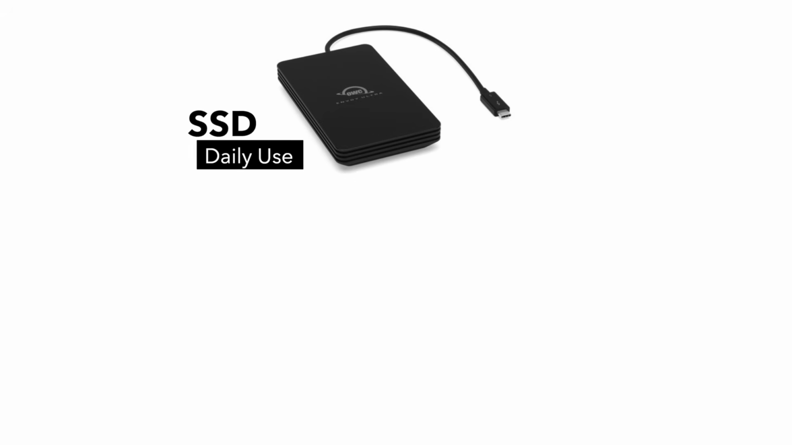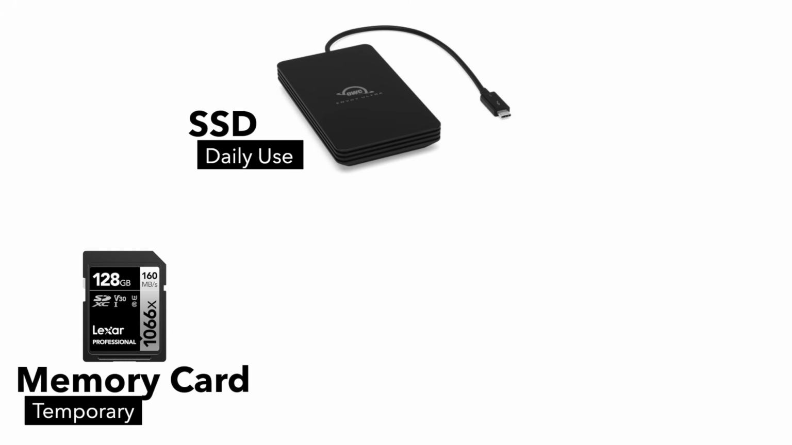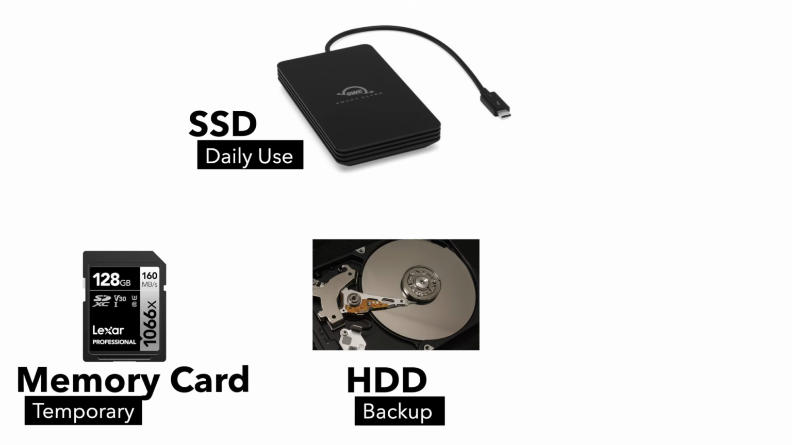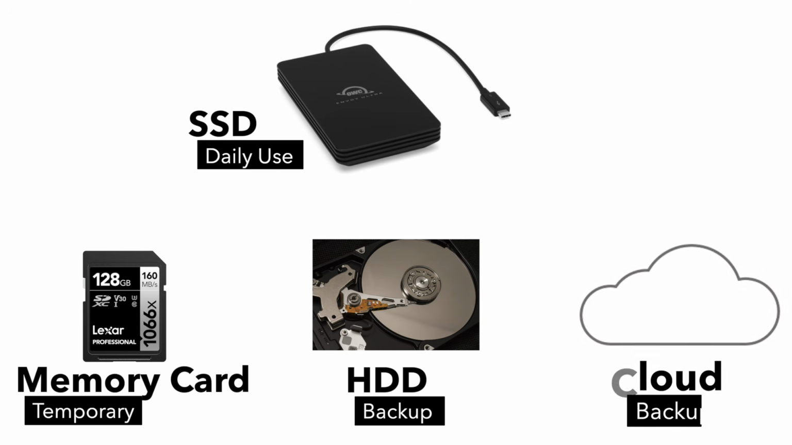So let's just quickly summarize these different types of storage locations. For daily use, I'd really recommend using an SSD external hard drive. These are great for their reliability and speed. Your memory card is just a temporary location. It should not serve as any kind of permanent storage location. Then you have the old-fashioned spinning platter type hard drives that make great backup locations. And then you also have the cloud as another backup option.